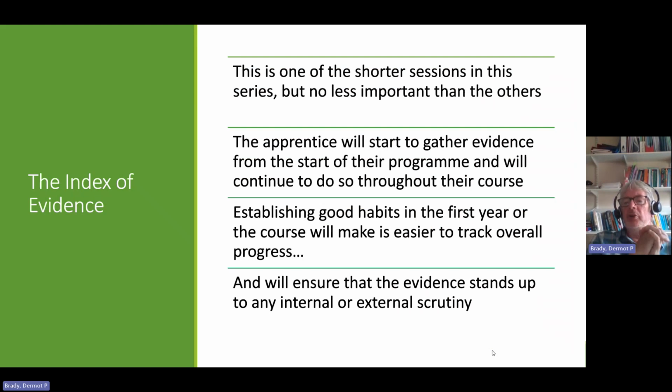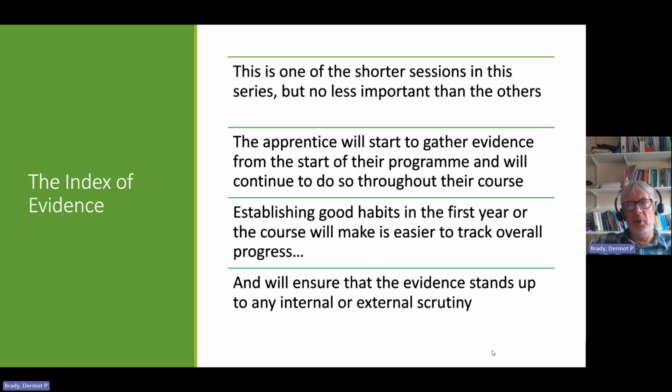So the apprentice should start to gather evidence from the start of their program, things that they have done, learning that has occurred. They'll do that throughout the course, and they'll map it against the relevant standards. So by the end of the course, they'll have met all the standards several times. But really, the first year of the course is also about getting used to how we do things and building up a series of good habits that will carry them forward over the 3 years.